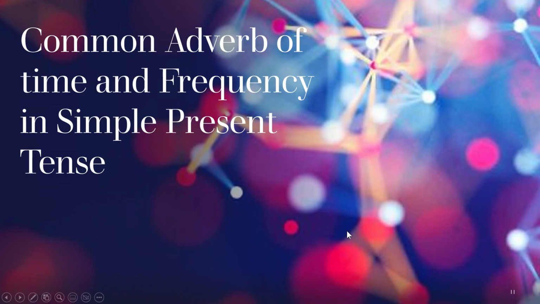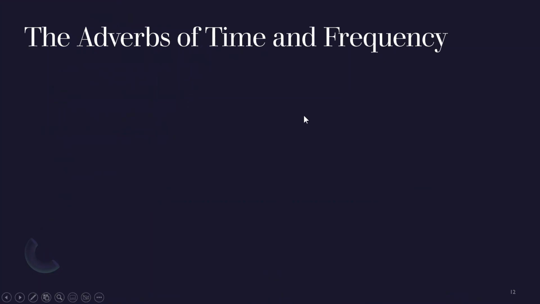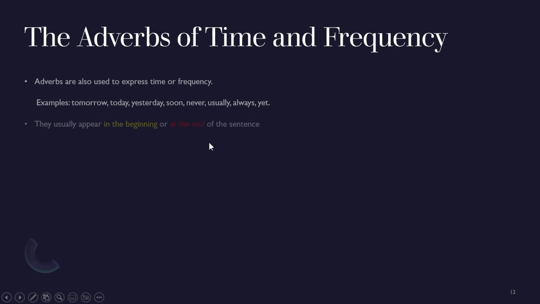Okay, now let's talk about common adverbs of time and frequency in simple present tense. The adverbs of time and frequency that usually appear in simple present tense are tomorrow, today, yesterday, soon, never, usually, always, and yet. They usually appear at the beginning or at the end of the sentence.